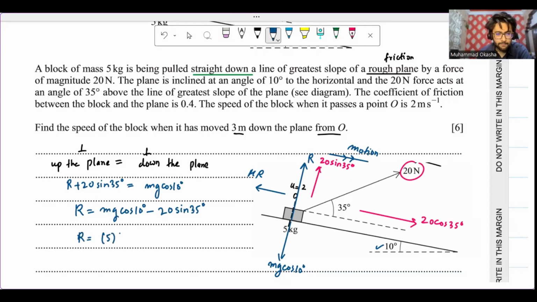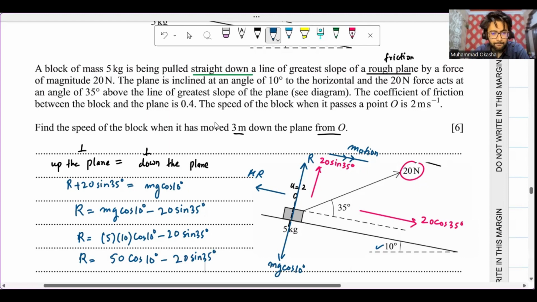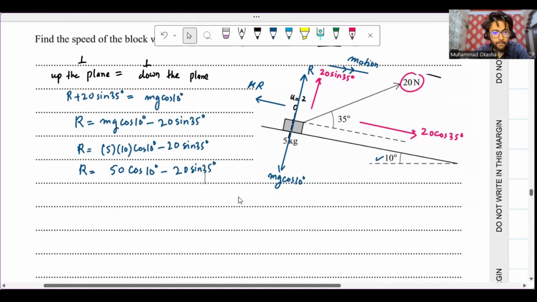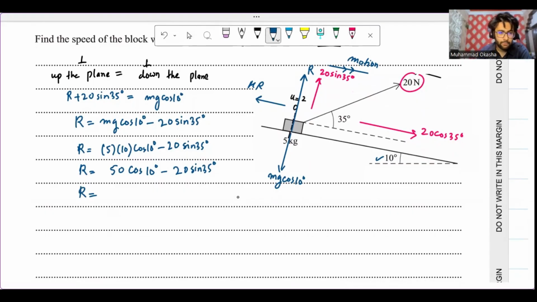So mass is 5, g is 10, so R is going to be 50 cos 10 degrees minus 20 sine 35 degrees. Okay, we found out the value of R. Now at this point, I can work out its value up to 3 decimal places, or I can keep it like this. I'll keep it like this.